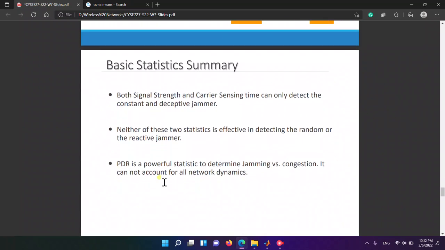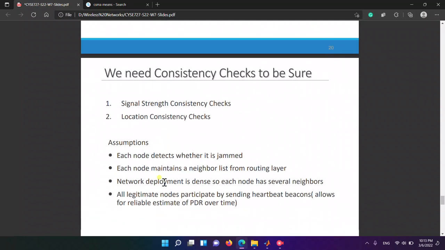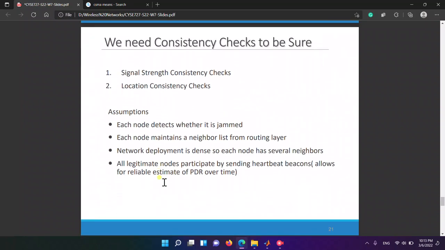It cannot account for all network dynamics. Basic statistics summary: both signal strength and carrier sensing time can only detect constant and deceptive jammers. Neither of these two statistics is effective in detecting the random or reactive jammer. PDR is a powerful statistic to determine jamming versus congestion, but it cannot account for all network dynamics. We need consistency checks to be sure.